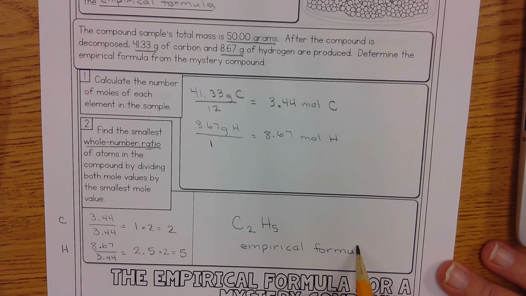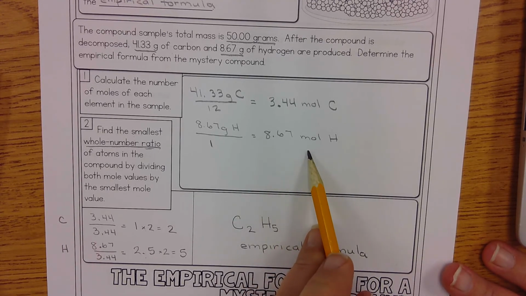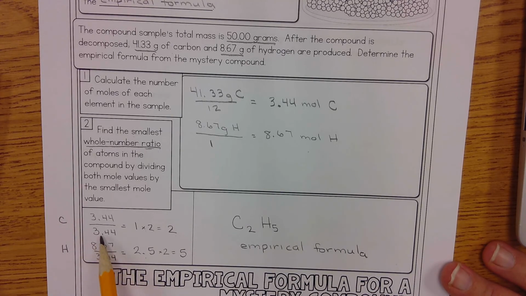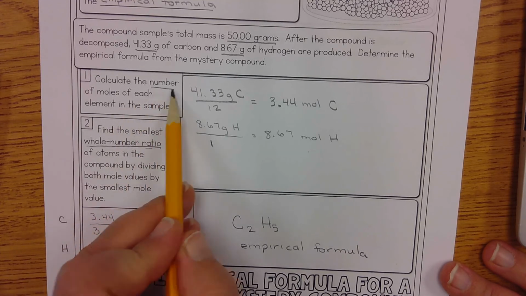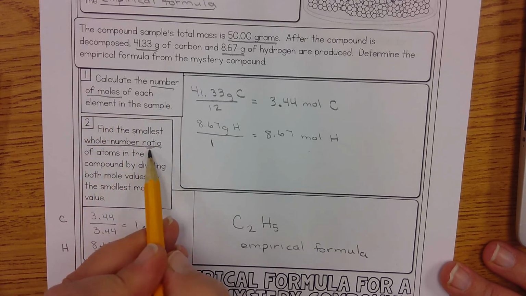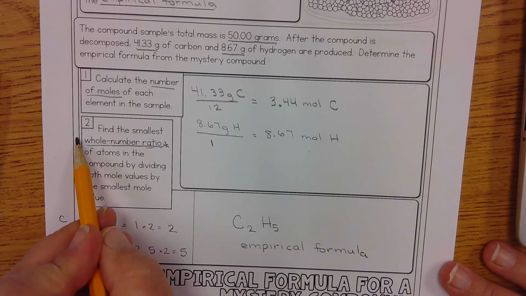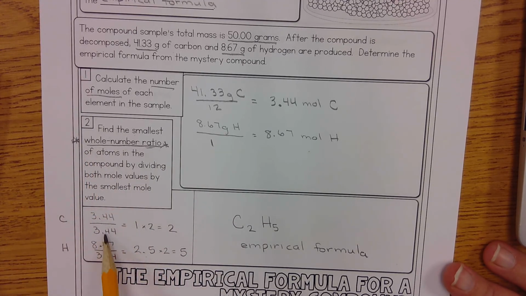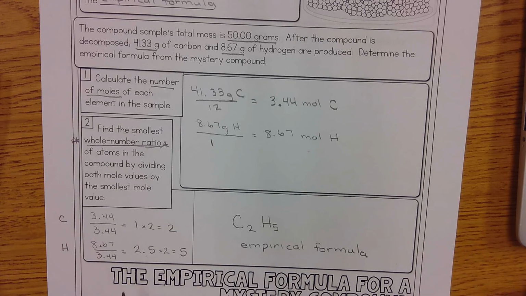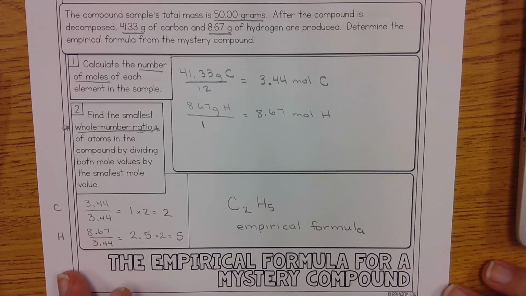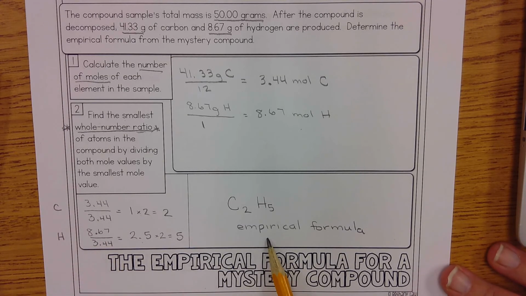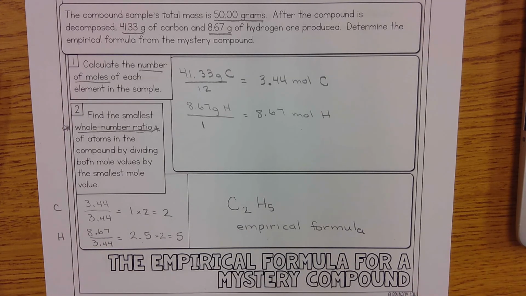Okay. So 2 steps in the process. 1, find moles. 2, divide by the smallest number to find the ratio. So we're calculating the number of moles in step 1, and we're finding the smallest whole number ratio in step 2. Divide, and then make it a whole number by multiplying by something, right? So now we have our empirical formula for our mystery compound. In the next lesson, we'll talk about how to convert that to the molecular formula so we know exactly what we have.